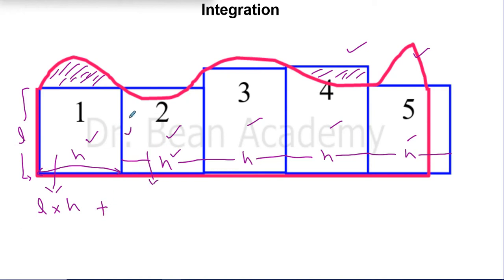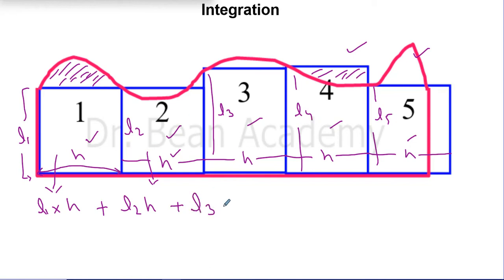So whatever the length of this is, I should call it L1. Here I will call L2; H is the same, so I don't need to repeat it. The length of this rectangle is L2, and the length of this rectangle is L3. Here is L4 and L5, whatever is the length of the corresponding rectangle. So I can calculate the total area of this shape like L1H plus L2H plus L3H plus L4H plus L5H, right?